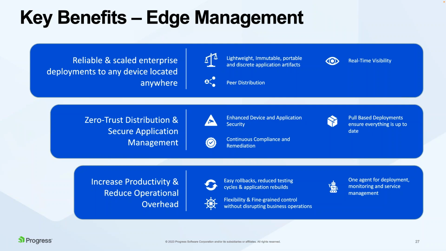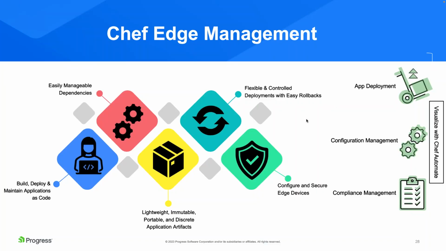It allows you to increase your productivity and reduce operational overhead by using just a single agent for deployment, monitoring, and service management. And all of this allows you to, as is summarized in this slide, easily manage all dependencies, build, deploy, and maintain applications as code. And even with limited connectivity, the peer-to-peer distribution network ensures that all devices always have the latest and greatest when it comes to application update versions or configuration policies or compliance policies within these edge devices.